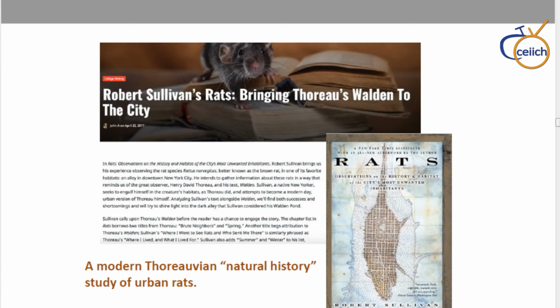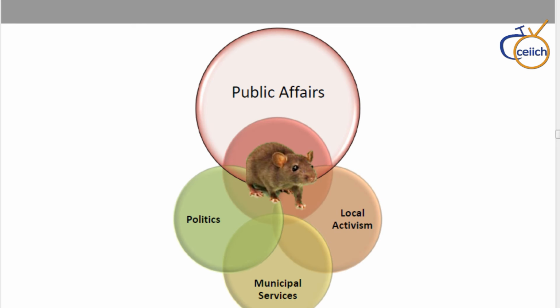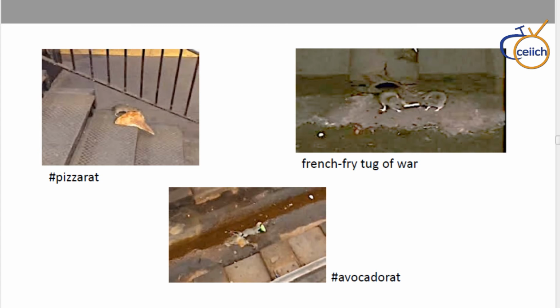Let's move on to public affairs. So rats have quite a public presence in American cities, usually in the subways, and again, a subject for social media, for people that are taking videos that they post on Twitter and whatnot. So for a while, there was the famous pizza rat who struggled to carry a piece of pizza up the stairs. There was also the tug of war between two rats over a French fry. And you can see in the video that they're pulling back and forth. And then there was the rat that found this lovely avocado and then became known as Avocado Rat.